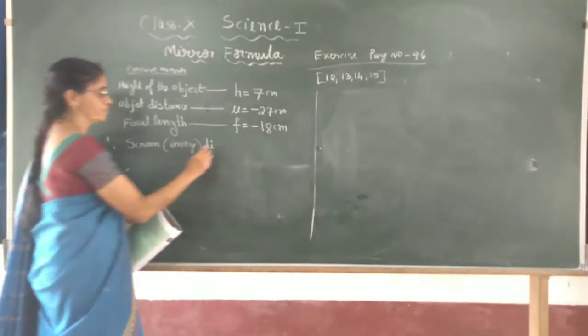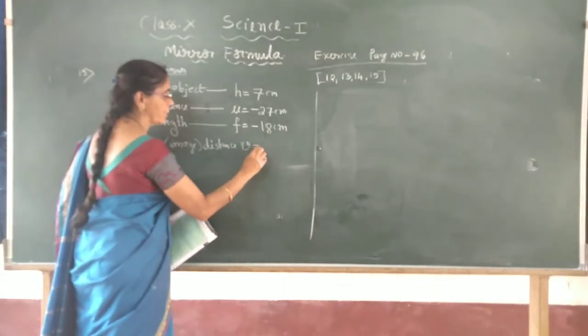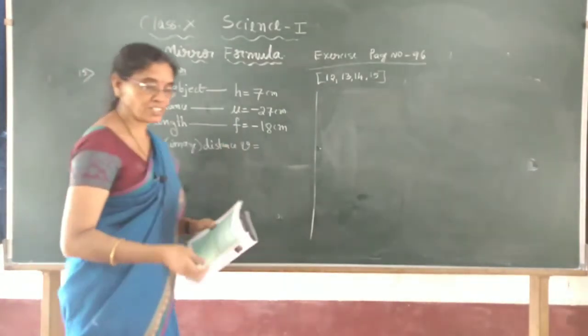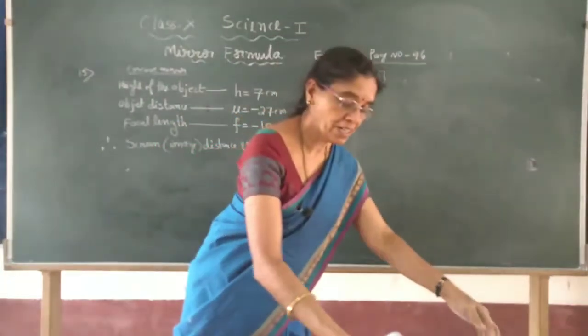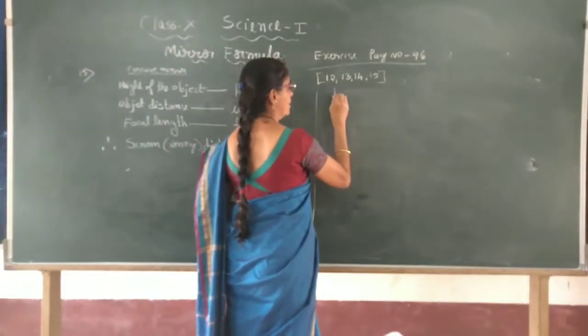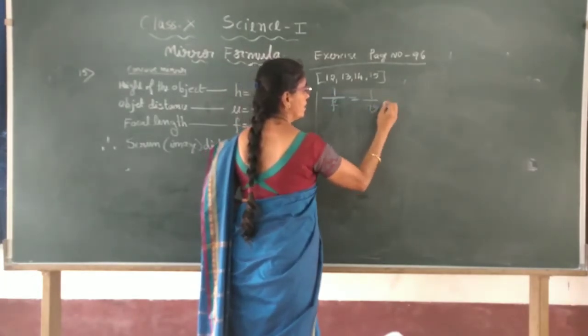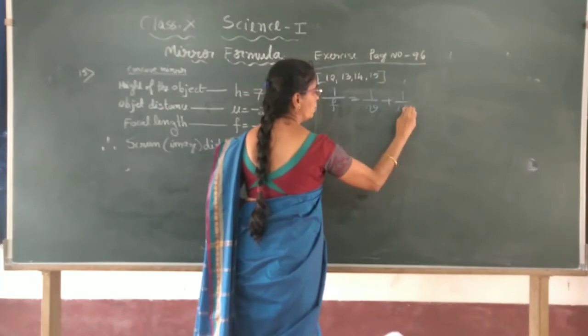Therefore, the symbol for image distance is V only, we have to take. This we have to find. So again use the mirror formula: 1 by f is equal to 1 by v plus 1 by u.